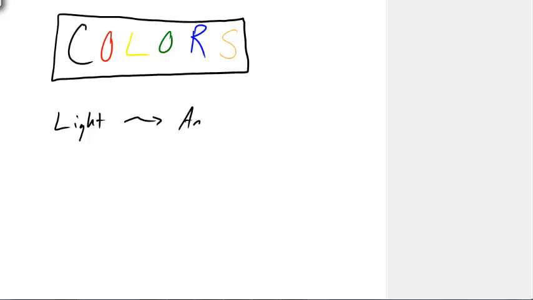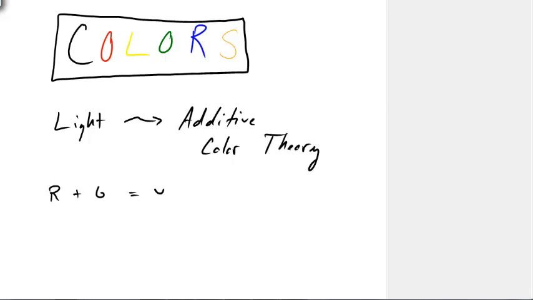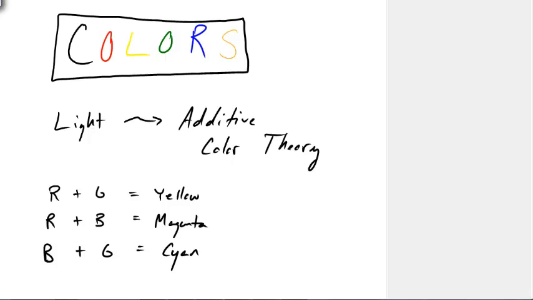Light uses something called the additive color theory. They experimented with it in their investigation, and they saw on the What Do You See that if you had the red light plus the green light, you got yellow. And if you did the red plus the blue, you got magenta. And then the only two left are blue and green. You get cyan, that bluish color.